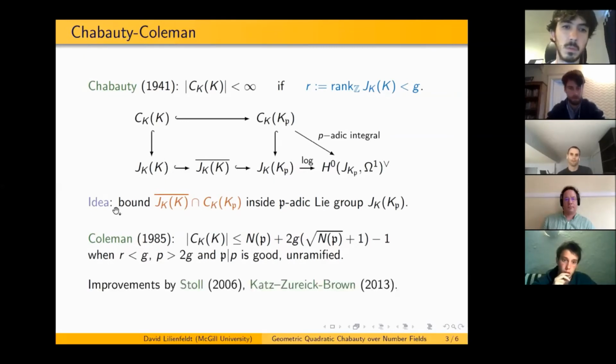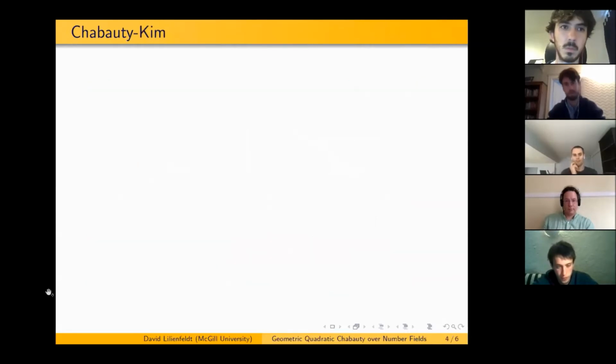Okay, and let me just mention further that there's been improvements by Stoll and Katzarkov-Brown that kind of remove this condition of being a good prime. That's it for the Chabauty-Coleman method.